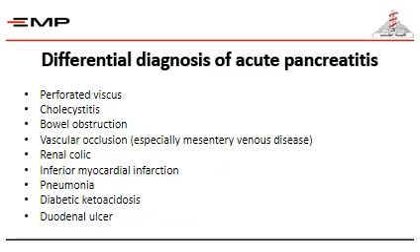Abdominal pain of acute pancreatitis should be differentiated from other causes of acute abdominal pain, like perforated viscus, cholecystitis, bowel obstruction, vascular occlusion, especially mesenteric venous occlusion, renal colic, inferior myocardial infarction, pneumonia, diabetic ketoacidosis, and duodenal ulcer.